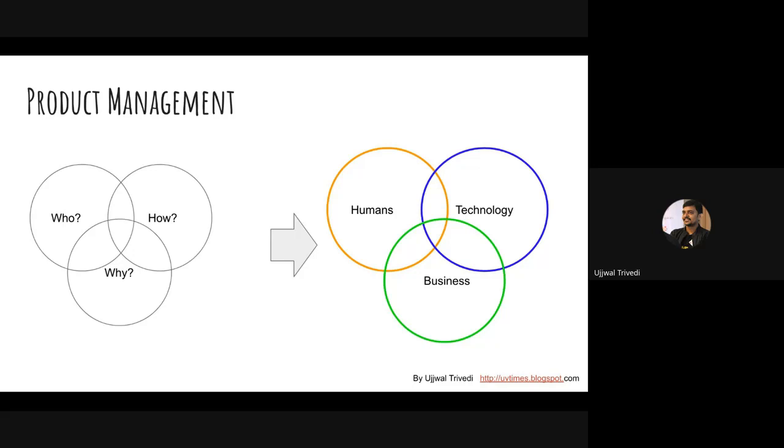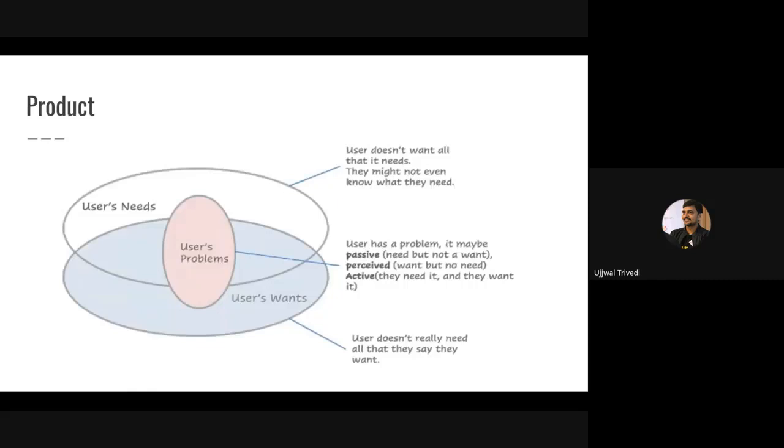Same for technology, what exactly solves their problem, and then business, how would you make money, or why you are doing this, what will it achieve, and how will you become a sustainable innovation center, or a sustainable business, is what eventually you would have to answer. And managing the product is all about balancing these three things, right?